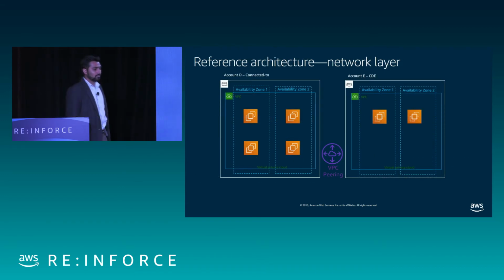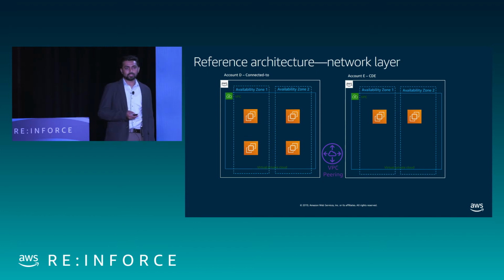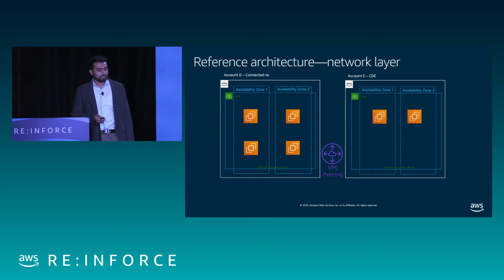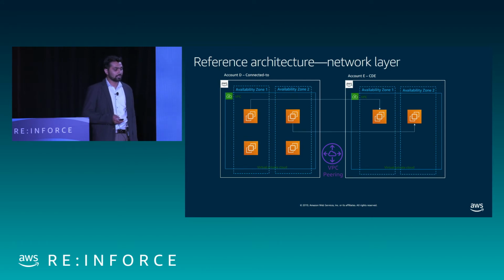This is how it looks via reference architecture. So we have two accounts here, the CDE account and the connected-to systems. We have two availability zones for reliability, and the orange boxes represent the EC2 instances. Now, what if the EC2 instances need to communicate from the CDE system to the connected-to system or vice versa? We can do that easily with security groups.